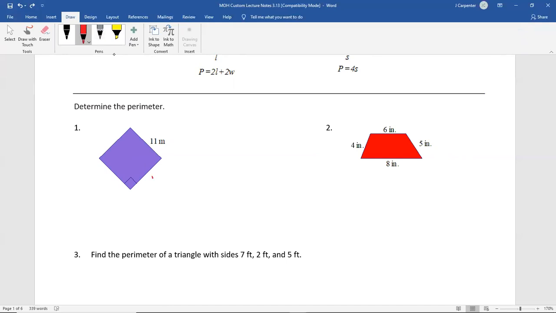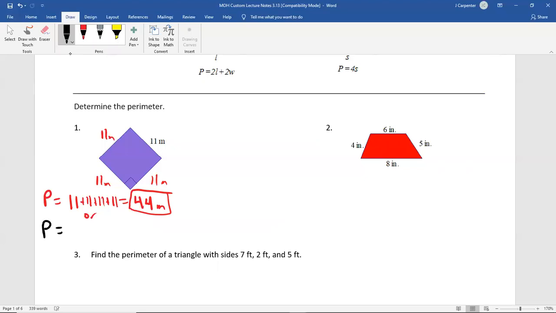If this side's 11, then this side's 11 meters, this side's 11 meters, this side's 11 meters, and then you can just say that the perimeter is equal to the sum of the four sides. There's four of those 11s, so 11 plus 11 plus 11 plus 11, which you should really quickly be able to get as 44 meters. Or if you just wanted to use the formula that the perimeter is 4 times the length of the square, you can just go 4 times the 11 they gave us, which is still 44 meters. Same answer. Doesn't matter which way you do it.